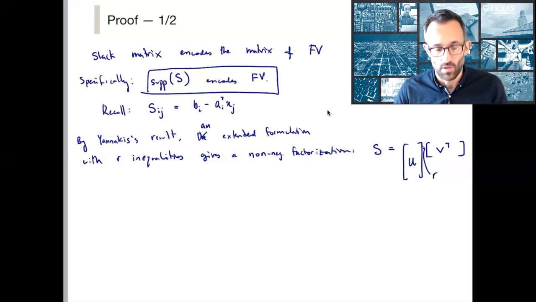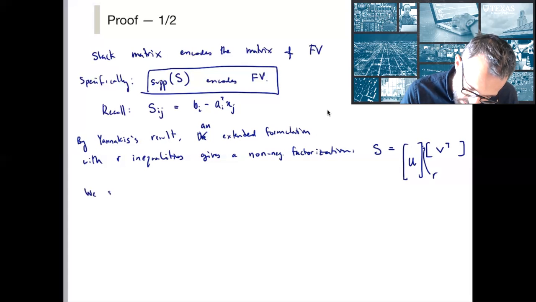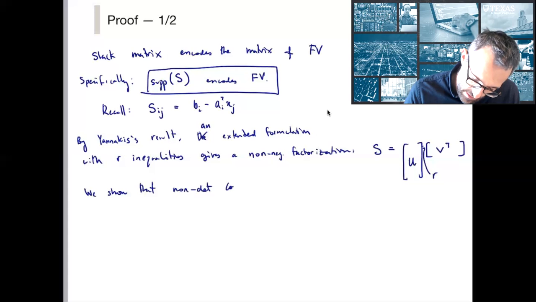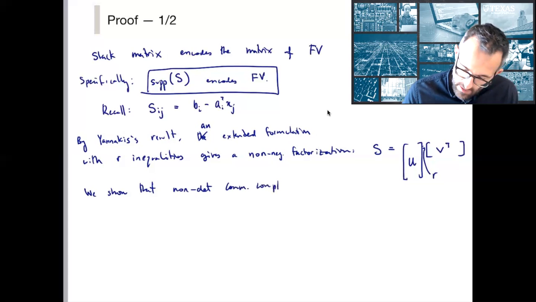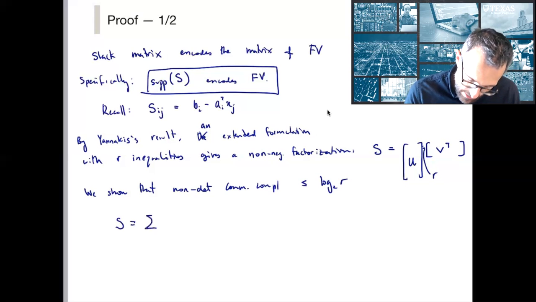So we're now going to show that the non-deterministic communication complexity is going to be at most log R. In other words, we need at most R hints per proof. So let's write the slack matrix S as the sum of u_i v_i.